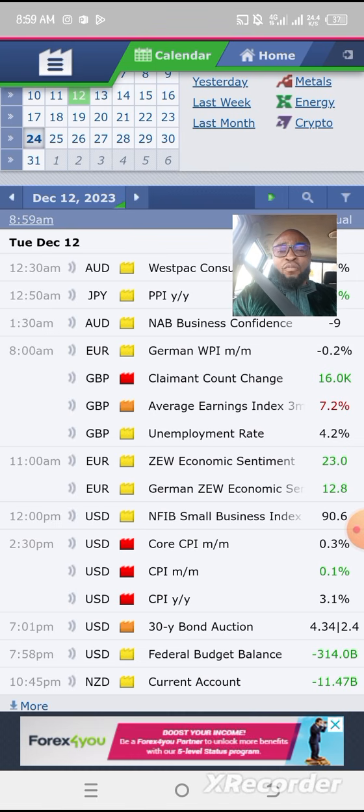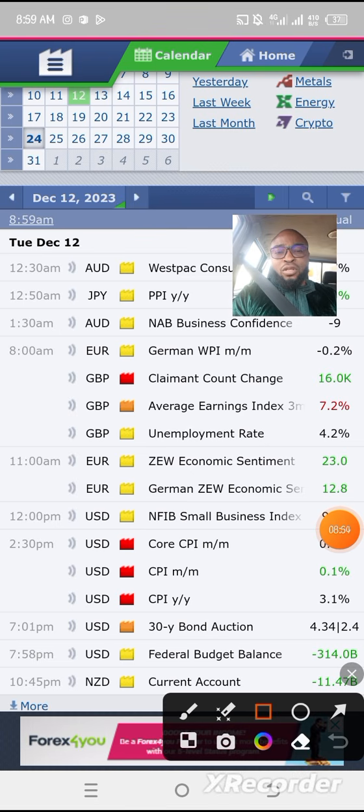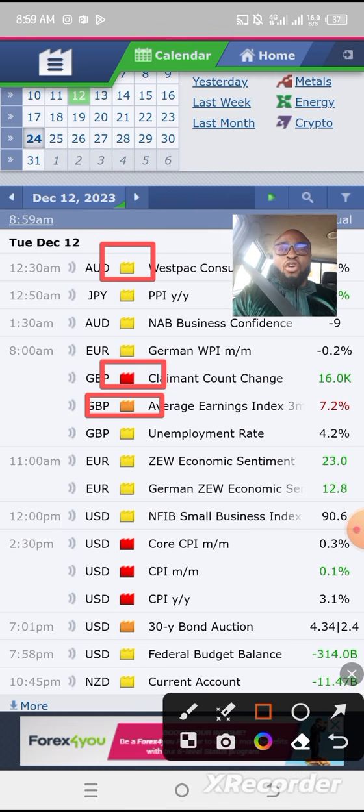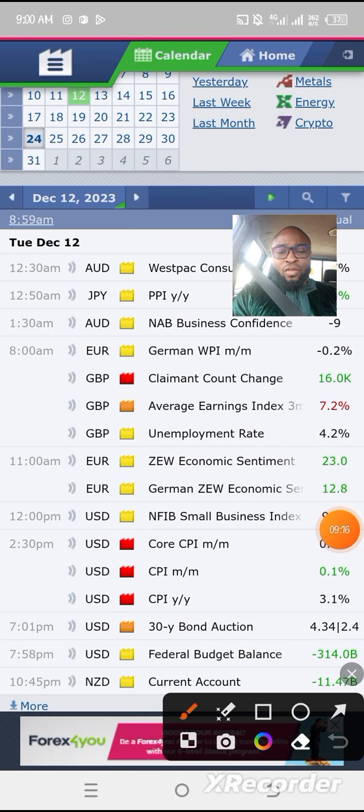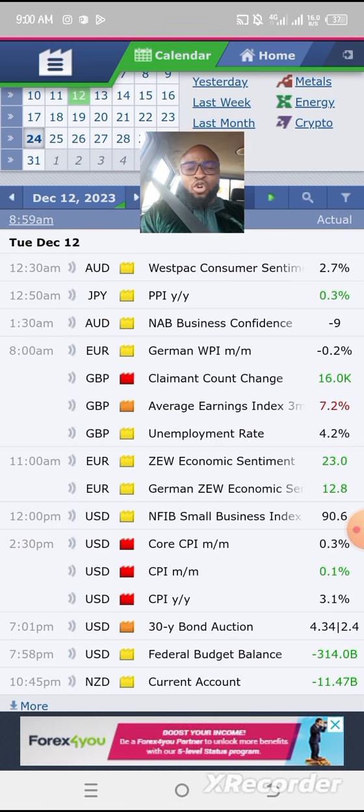Now, as you can see, we have what we call a yellow box. This yellow column, we have a red column, and then we have an orange column. All these columns are important, but two out of these columns are important, but one out of these columns is very, very important. You shouldn't joke with it. Now, this yellow column here, they are news, but they don't have effect on Forex. It will not move the market at all. The news might be released, but it is not going to move the market at all.